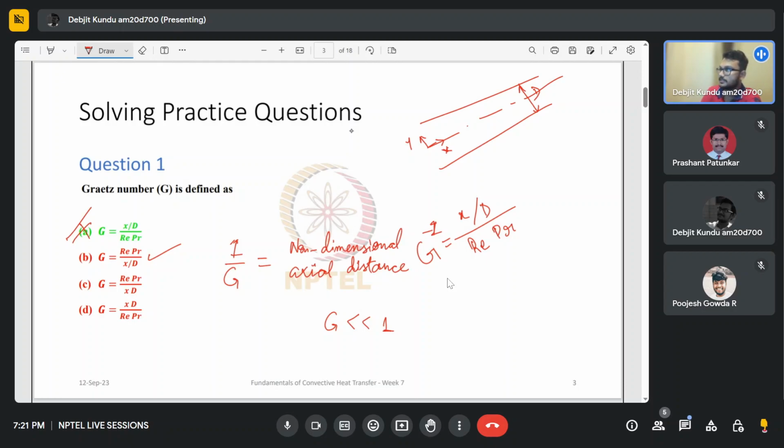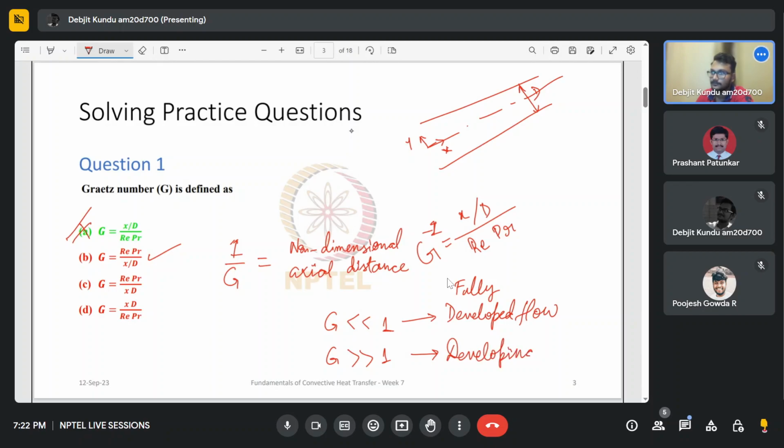So G being much less than 1 would mean that it is a developed flow, or a fully developed flow. And G being greater than 1 would mean it's a developing flow. Okay, sorry about this. I had a mistake in my slide.